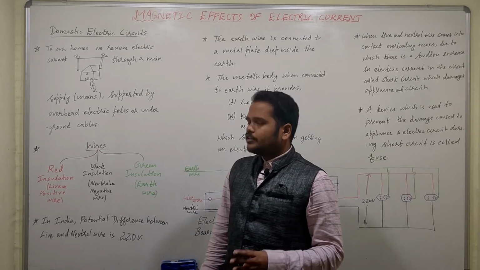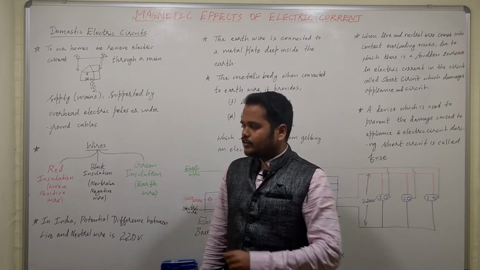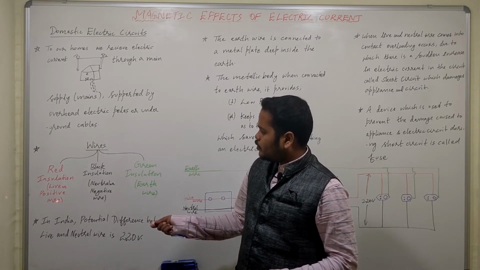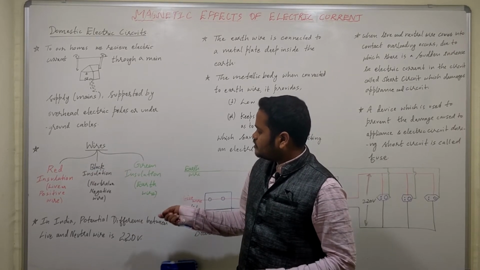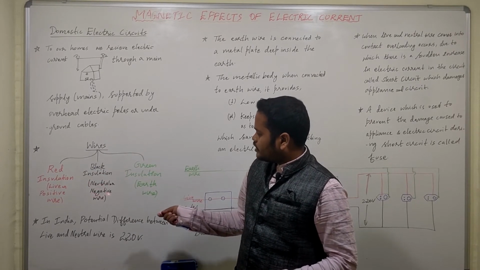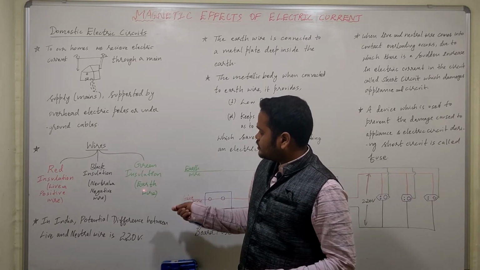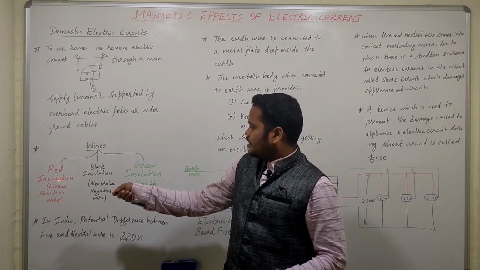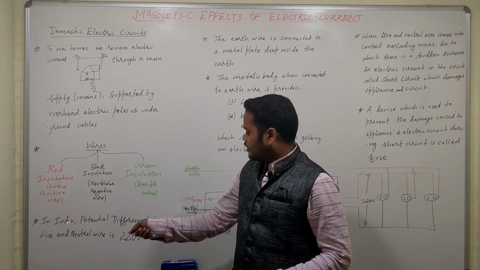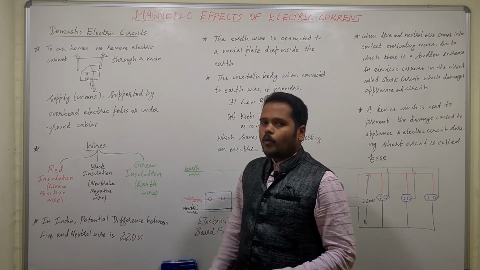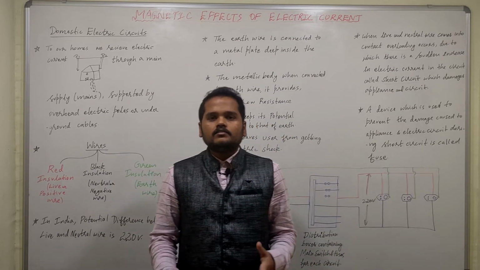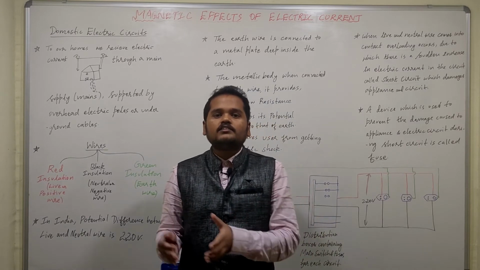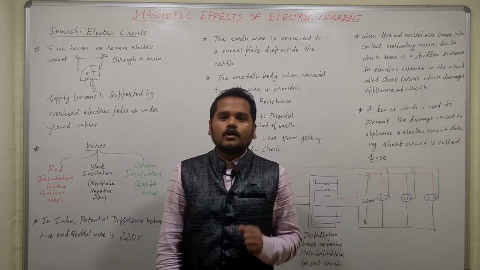There are three different kinds of wires through which the electric current flows. One, the red insulation is called the live wire or the positive wire. Black insulation is called the neutral wire or the negative wire, and the green insulation is called the earth wire. The potential difference between the red wire and the black wire in India is 220 volts. This is about the basics of the different kinds of wires and how we receive electric current to our homes.